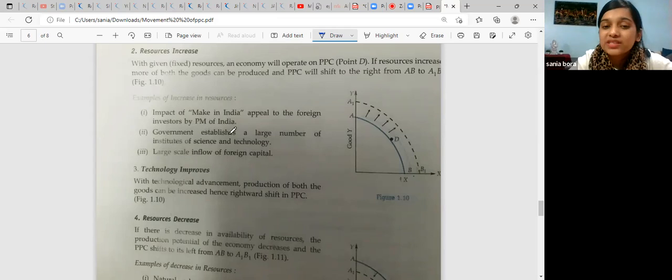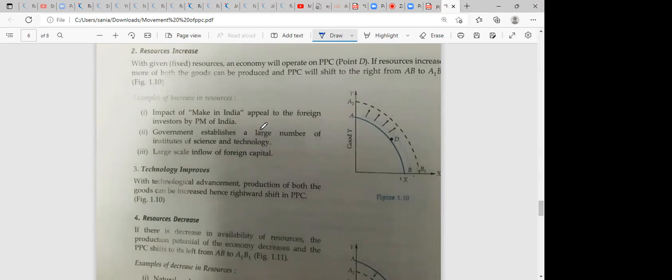Okay. Now, the government established a large number of institutes of science and technology. In a country, the government established science and technology institutions. So what is happening? Resources are being added, right? Because earlier I had 4 colleges for science and technology. Now the government constructed 2 more colleges. So now I have 6. So my resources are increased. So that's why rightward. Clear?